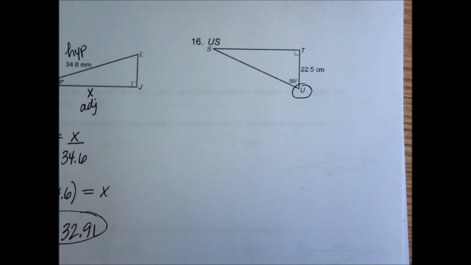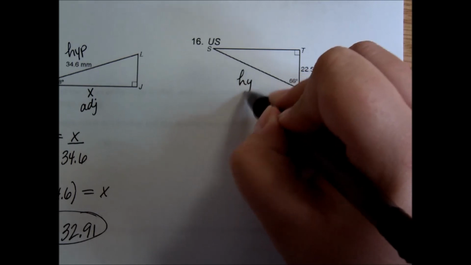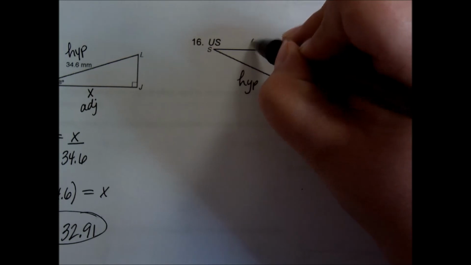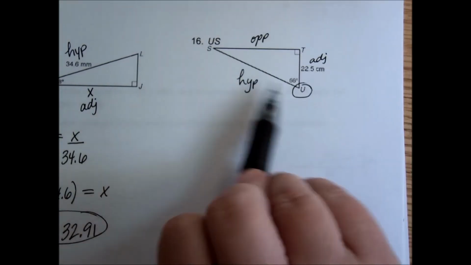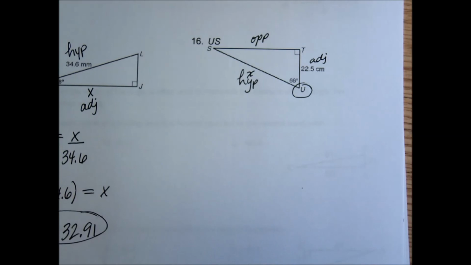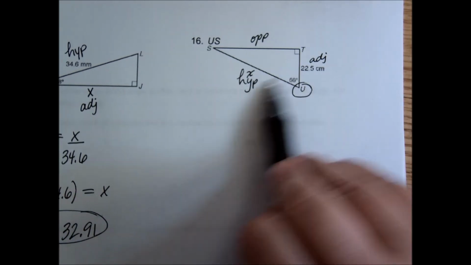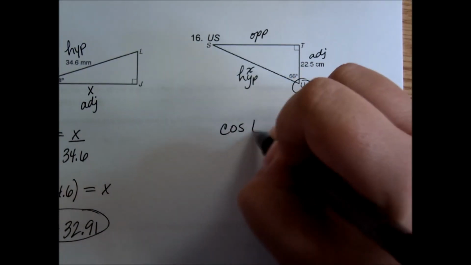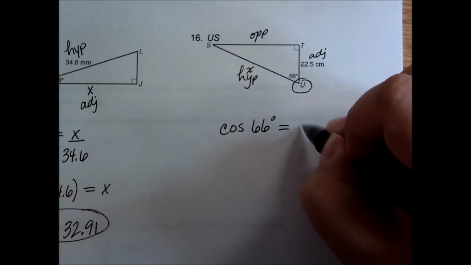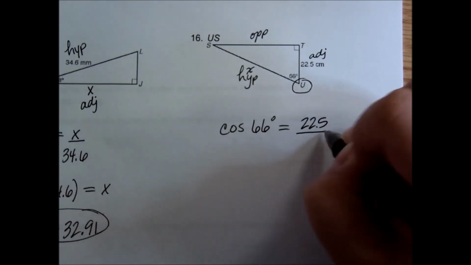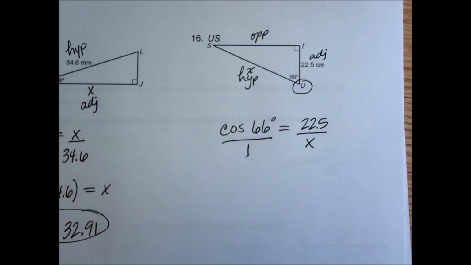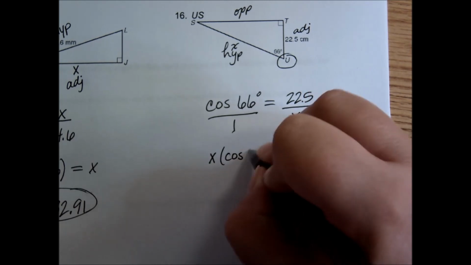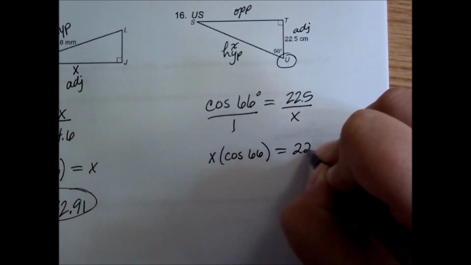U is the angle I'm looking at things from. So here's my hypotenuse, here's my adjacent, and this is the opposite. And the one we're looking for is SU, so that's the hypotenuse. So if I want the hypotenuse and I have the adjacent, the ratio with adjacent and hypotenuse is cosine. So cosine of 66 degrees equals adjacent over hypotenuse. Now I get to cross multiply. x times cosine 66 equals 22.5.